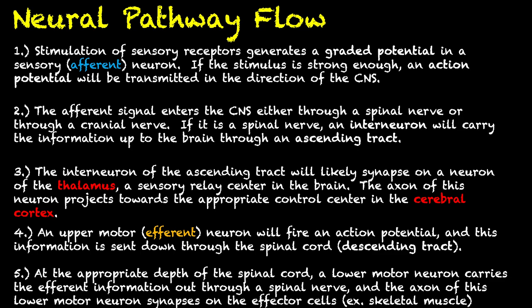It would be like if you're driving on the highway and you're supposed to take a particular exit. Well, if you drive 5 miles past your exit, you're going to have a hard time getting to where you're supposed to go. Okay, so once we get to the appropriate depth of the spinal cord, a lower motor neuron will pick up the signal, fire action potentials of its own, and carry that efferent information out through the spinal nerve. And the axon of this lower motor neuron will synapse on the effector cells, which in the case like what we saw before would be skeletal muscle, but there's no reason why it couldn't be something else as well.